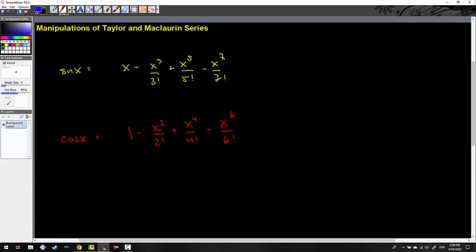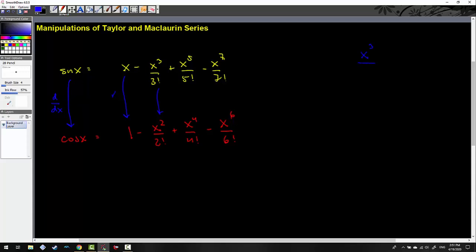Well, from here, any Calc AB student would know that in order to go from yellow to red, in order for sine to become cosine, you're going to derive sine, and it becomes cosine. But let's see if the Maclaurin counterparts do the exact same thing. Well, if I derive x, do I get 1? I believe I do. If I derive x cubed over 3 factorial, do I in fact get x squared over 2 factorial? Well, let's find out.